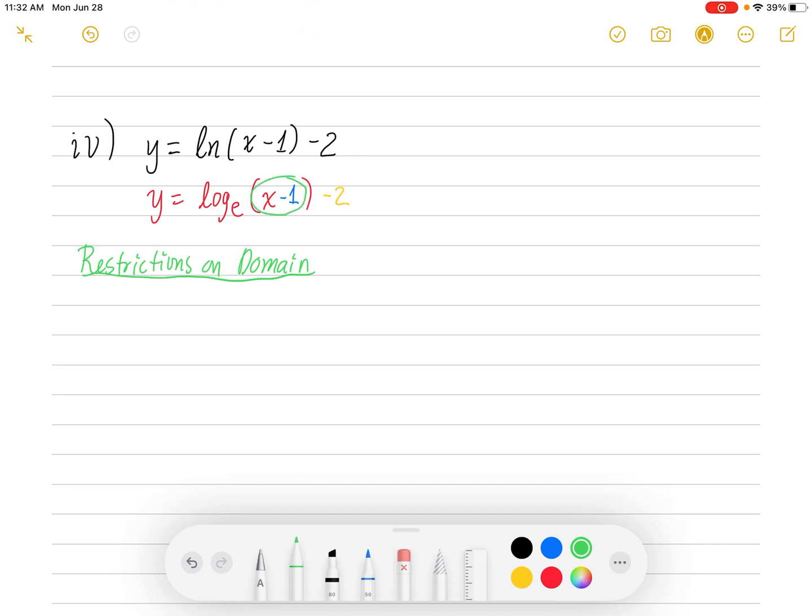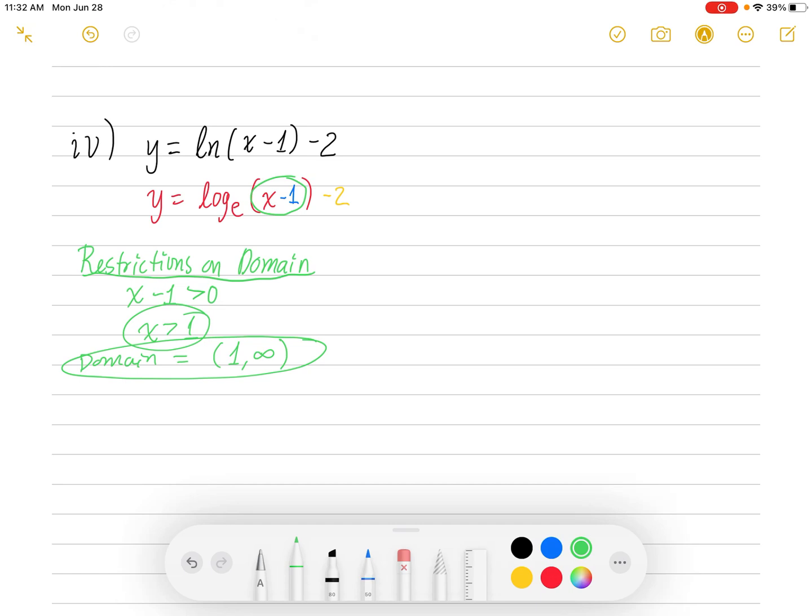But before we do any of that, let's look at the domain. Restrictions on the domain. So what you're going to do, you're going to take your argument, which is x minus 1, and you're going to say that x minus 1 has to always be positive. The argument always has to be positive. So add 1 to both sides and you get x is greater than 1. So that means your domain is everything to the right of 1. You're allowed to plug in anything into the function that's to the right of 1. In other words, parentheses 1 to infinity.